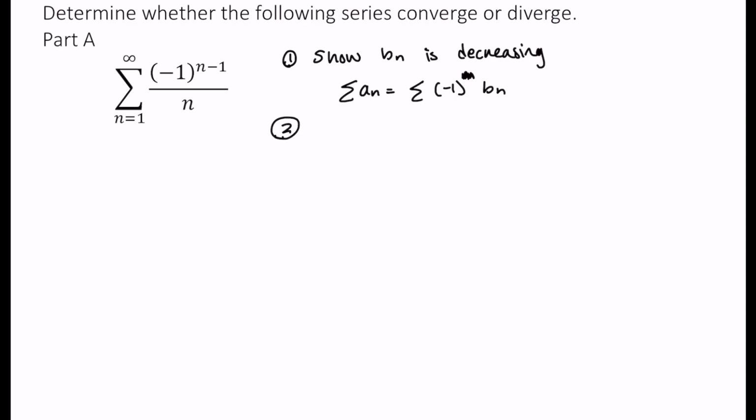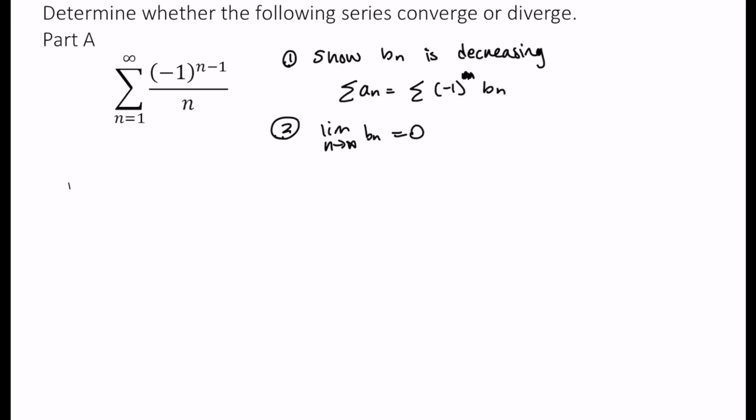Welcome. In this video, we're going to determine whether this series converges or diverges using the alternating series test. So remember, the first thing we want to do is show b sub n is decreasing, and our series a sub n is going to equal -1 to some power times b sub n. So that's what I mean by b sub n. And the second thing we want to show is that the limit as n approaches infinity of b sub n equals 0.